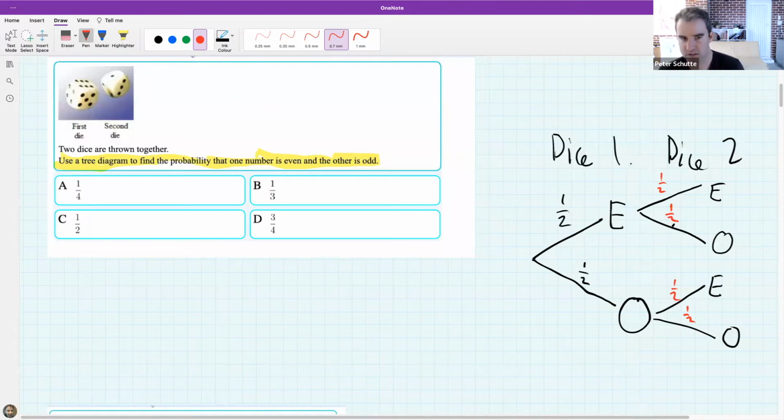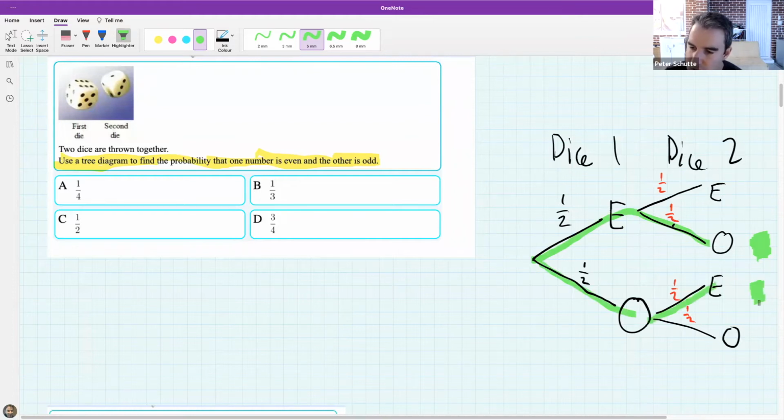So now the question is, let's try and answer this question. Use a tree diagram to find the probability that one number is even and the other number is odd. So how many of these branches are going to be favorable for the question you're asking? Well, I know that that branch is one possible answer. And so I need to work out the probability of what that happening is. But there's also a second one, which looks like this. And I'll have to add those together at the end.